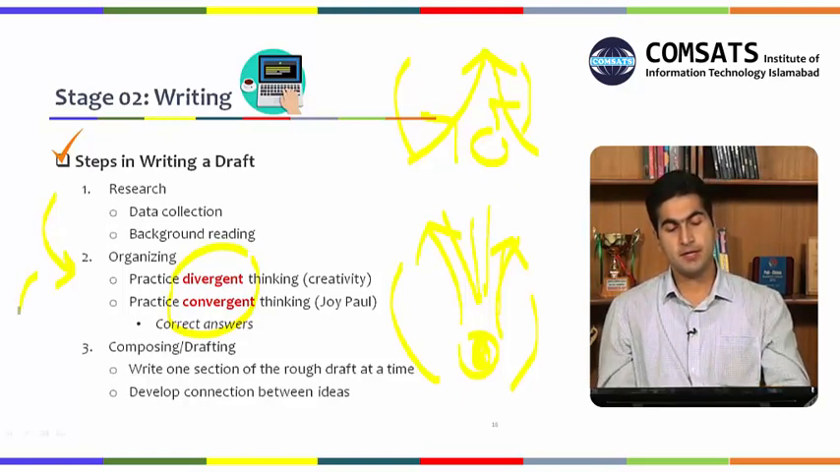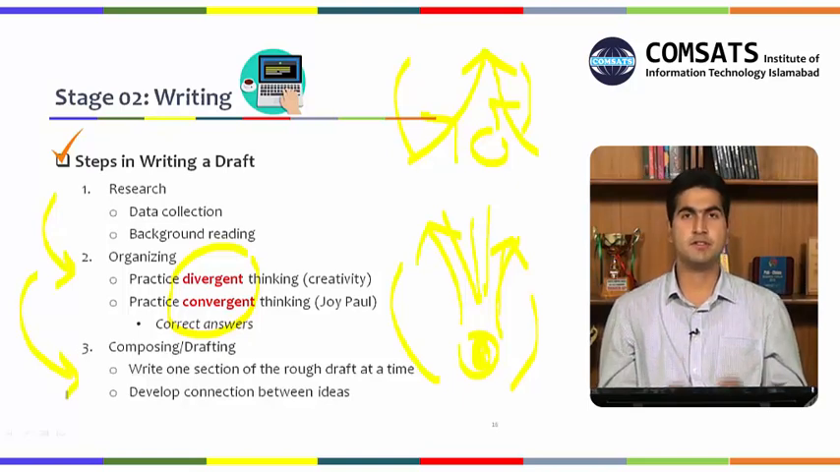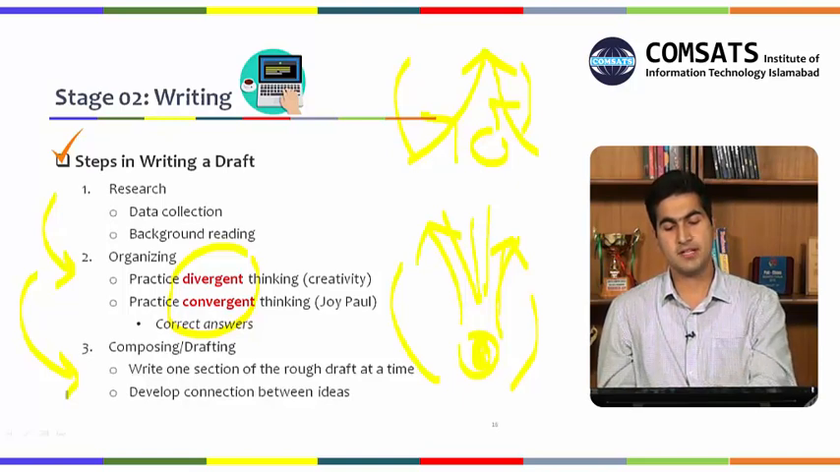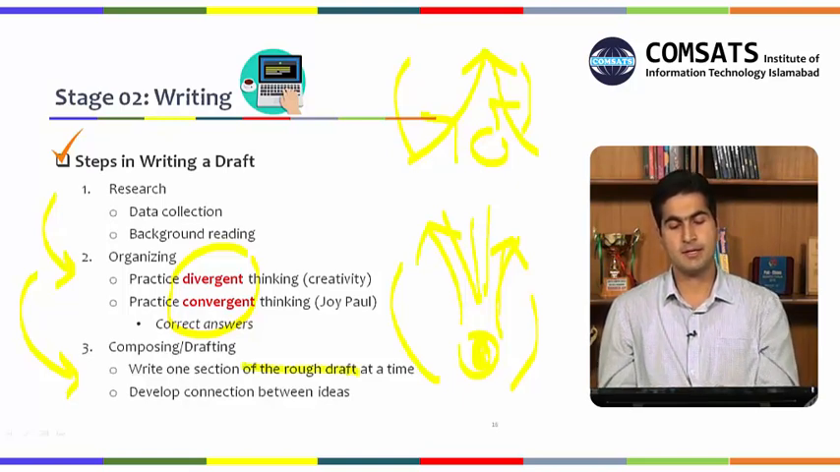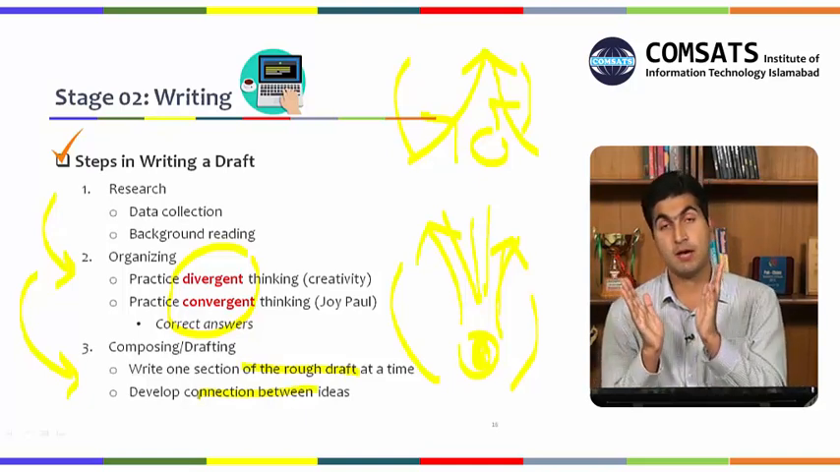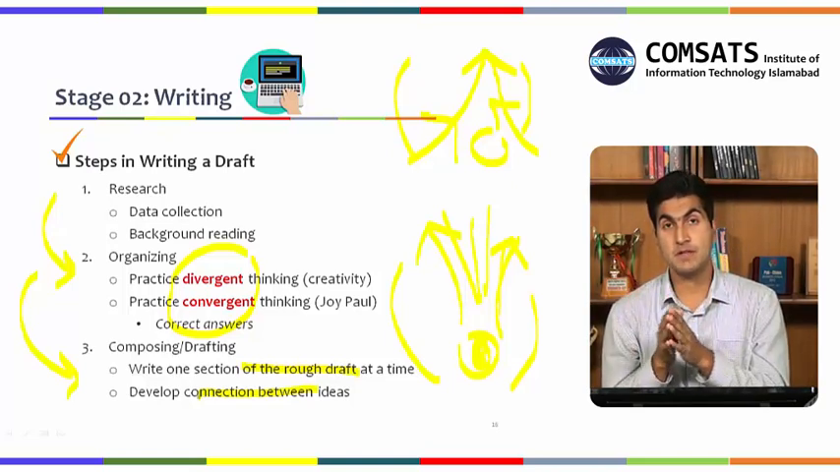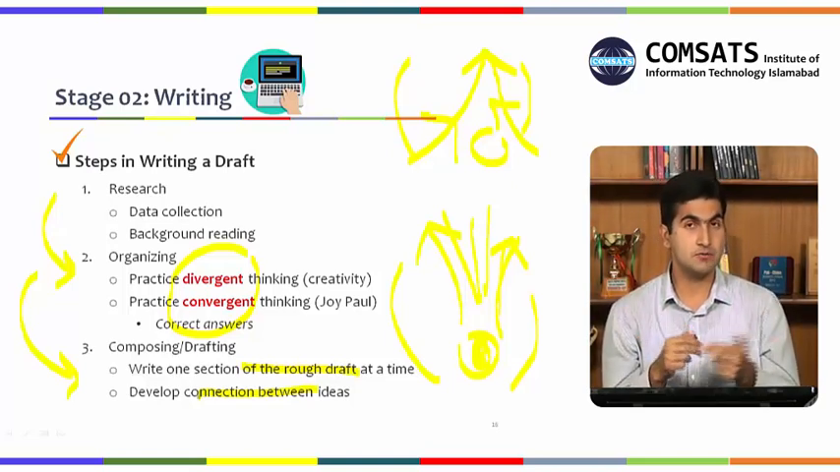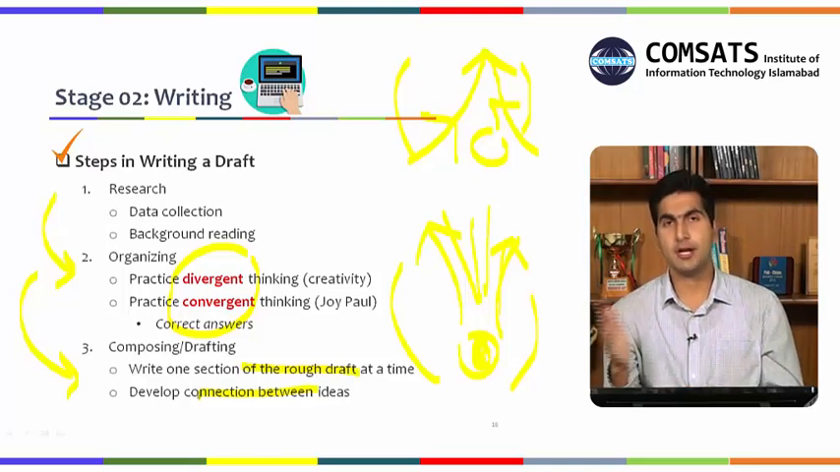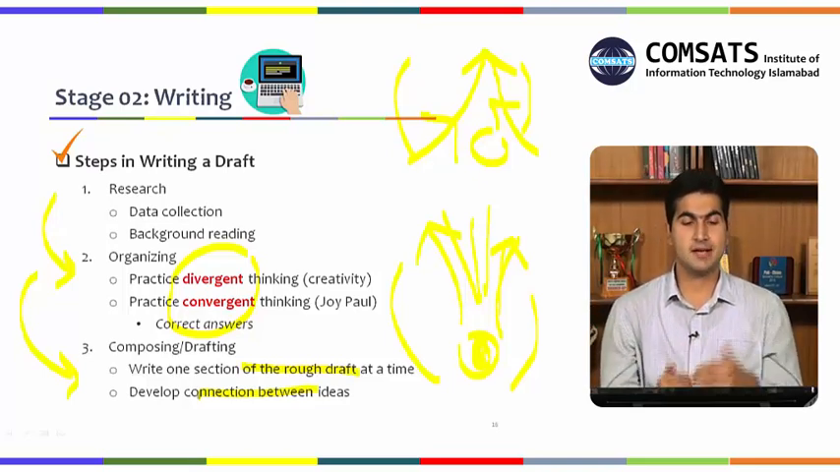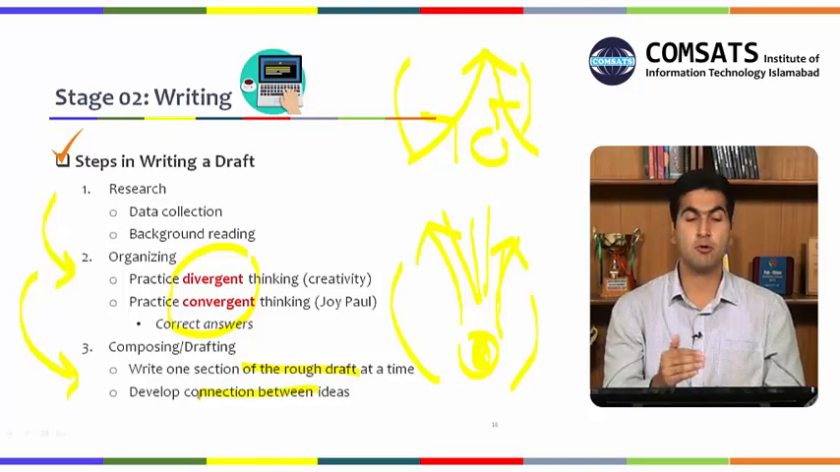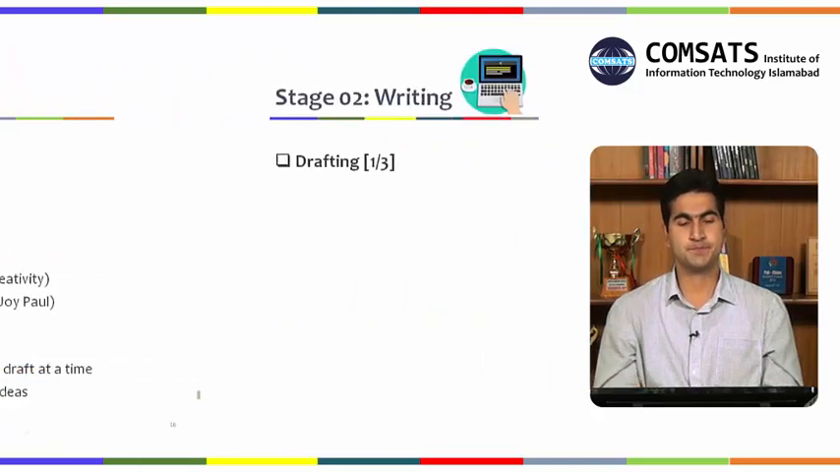Once this is complete, then you come towards the next step, which is composing and drafting. Basically you do it by writing one section of a rough draft at a time and then developing connection between ideas. So that's why one section of, I would say, one rough draft, which means that you have to draft again as well to point out the errors and to rectify them. That's how you do this exercise, and that's why you have to keep in mind all these stages which we are discussing over here as well for drafting.